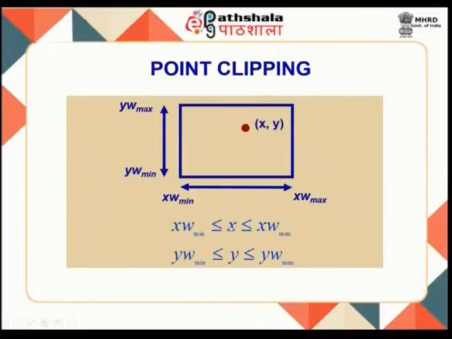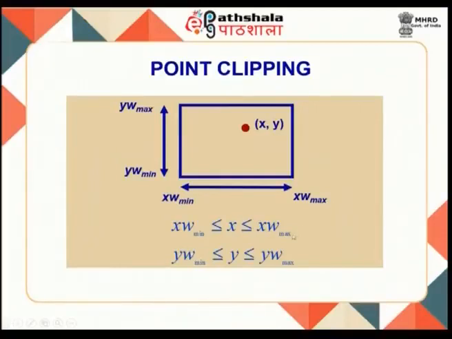What are the inequalities? x greater than or equal to xw min and x less than or equal to xw max. If these two inequalities are satisfied by the x coordinate, then the x coordinate is between the two vertical boundaries. Similarly, the y coordinate has to satisfy 2 inequalities: y greater than yw min, that is y is greater than the bottom boundary, and y is less than the top boundary represented by yw max, that is y is between the two horizontal boundaries.